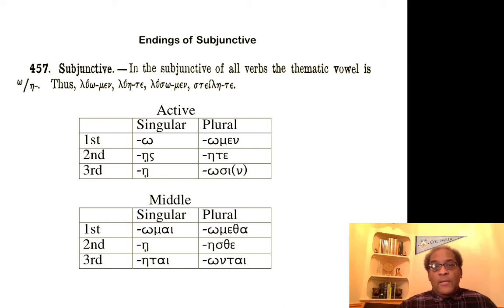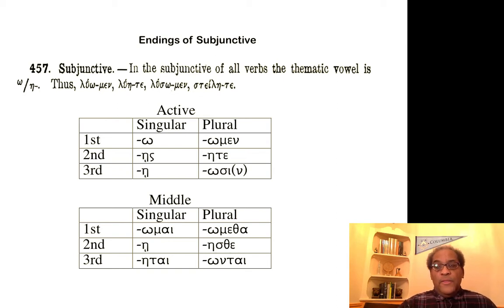you've already learned. The key here, at Smyth 457, is that in the subjunctive of all verbs, the thematic vowel is omega/eta, as opposed to what we saw in the indicative, where the thematic vowel was omicron/epsilon.